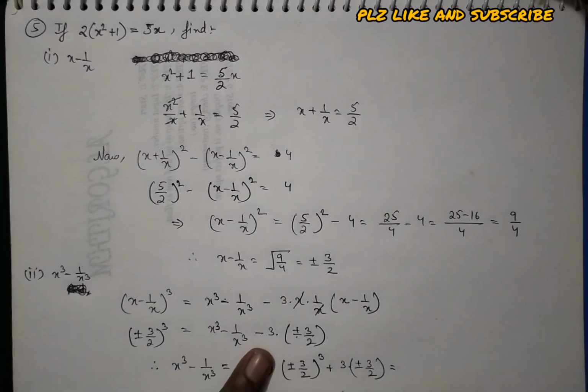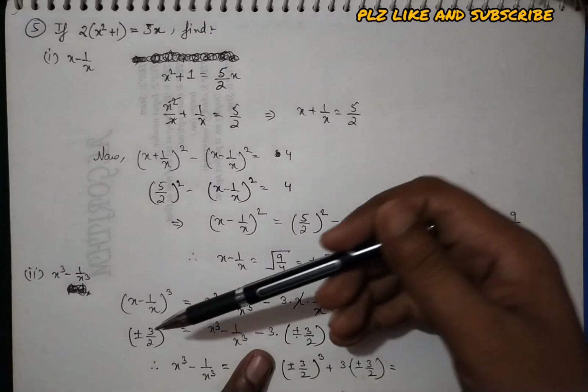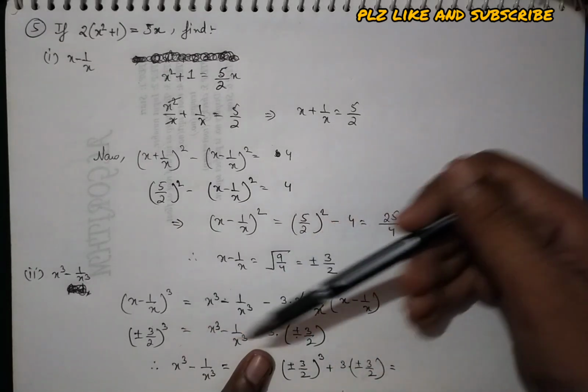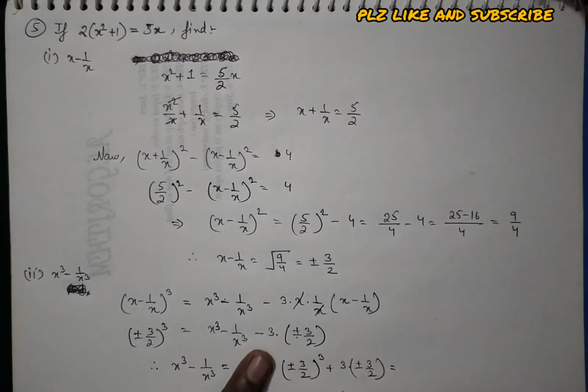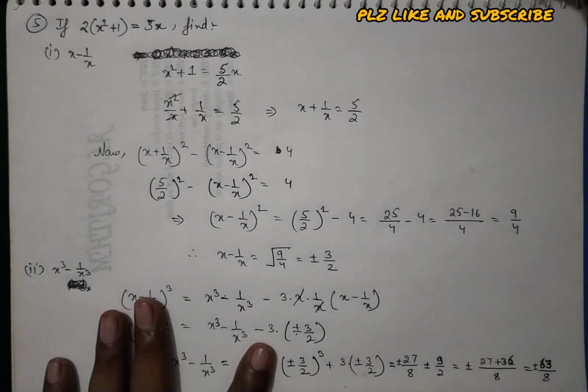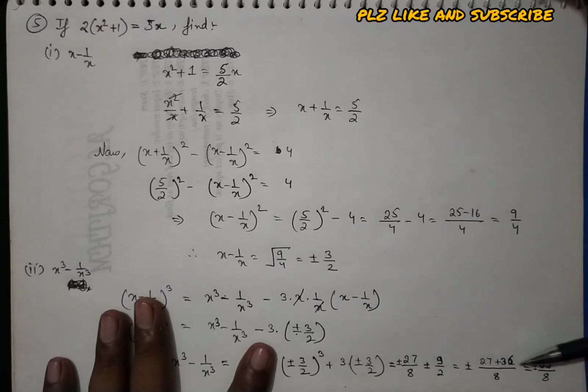Now on making a transpose, we have got this on this side and we have shifted this on the other hand, so this minus changes into positive. And now on further solving, we have got 3 threes are 9, and then taking LCM we have got 8 as LCM, and then 36, and finally 63 by 8. Now we'll go for the next question.